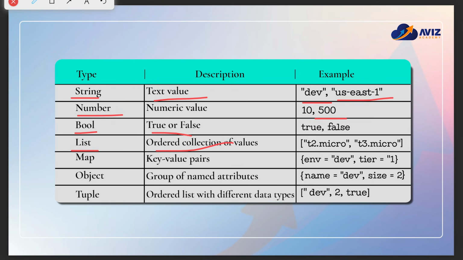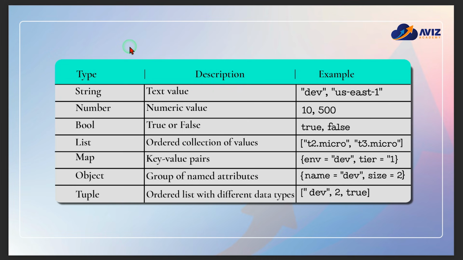A list is an ordered collection of values, where I want to give multiple instance types within the template itself. Then map and object are key and value pairs where we can define the key and value, like a tag. For example, if you want to add a tag to your EC2 instance, we can use these maps. We also have tuple, with different data types, and raw, where we can define any type of variable. So these are the different types of variables we have.